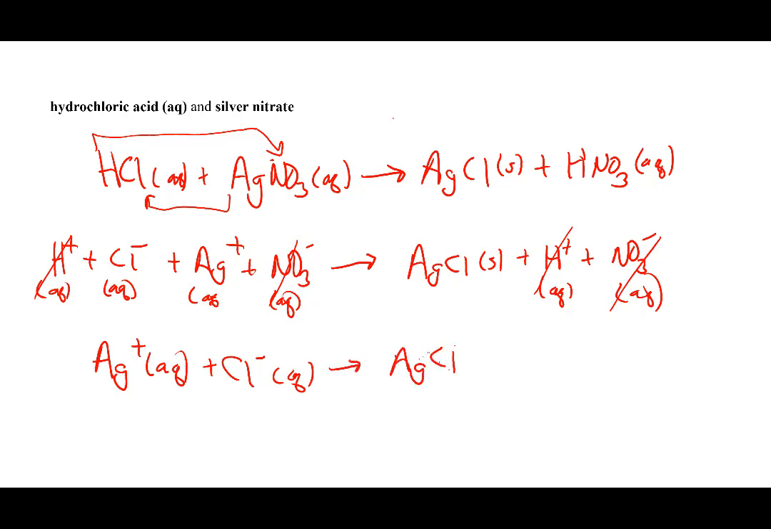It matters when you write the AgCl, the Ag has to be first. The metal has to be first. Cations are always first in ionic compound formulas. Okay, so that one there, that's the precipitation reaction.